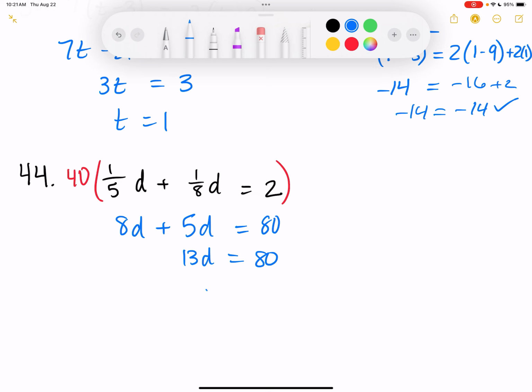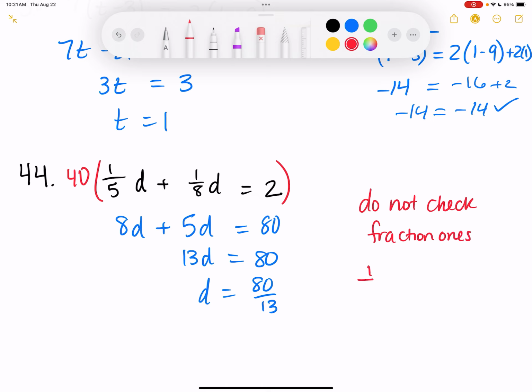So d equals 80 over 13, which is where you can leave it. The only ones you don't have to check are the fraction ones, even though the instructions say to, because if you were to do that, you would have 1 over 5 times 80 over 13 and so on and so forth, and that would just be really annoying to deal with. So if you don't think you did it right, you should plug it back in. But we did it right.